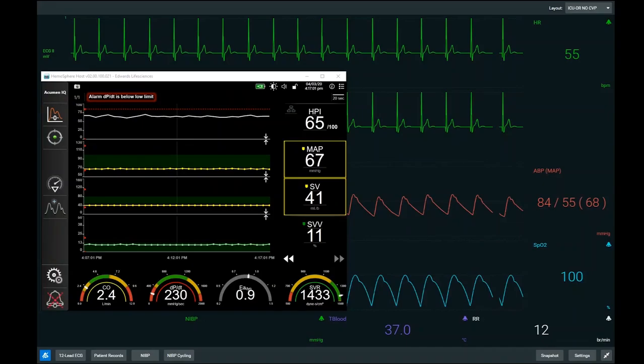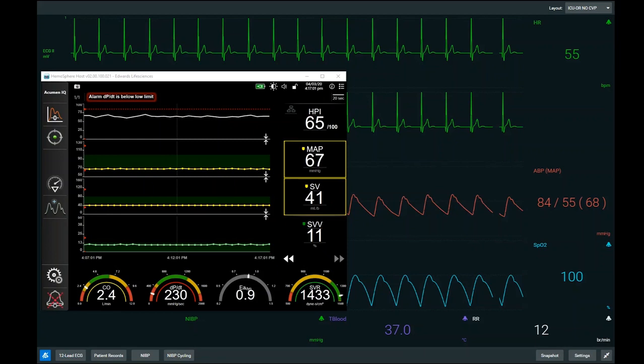So again, just as previously, to orientate ourselves in terms of the screens we see here, in the background we have our basic patient monitor showing our heart rate, our invasive arterial blood pressure taken from a radial arterial line, and our oxygen saturations, whilst in the foreground we have our advanced hemodynamic monitor, the HemoSphere, and currently we are trending hypotension prediction index, or HPI, at the top, our mean arterial pressure, our stroke volume, and our stroke volume variation.